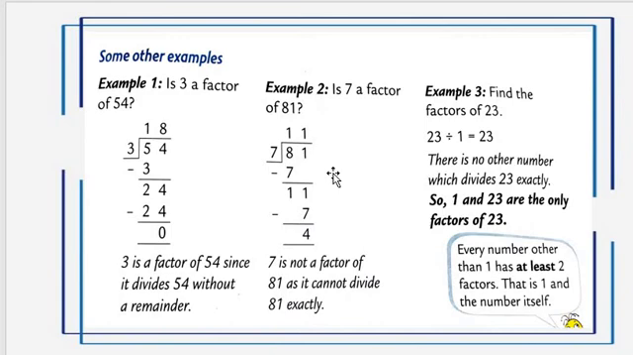1 times 23 is 23, or 23 ones are 23. As like that we do, my dear students. So 1 and 23 are the only factors of 23.